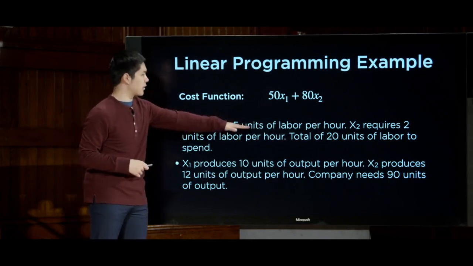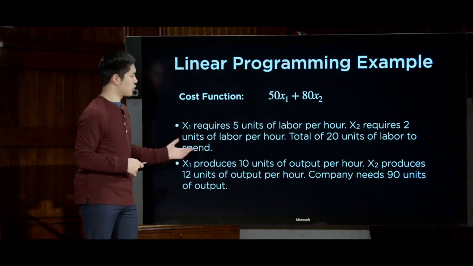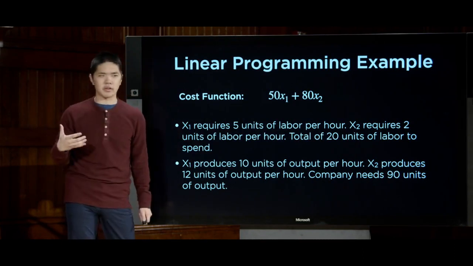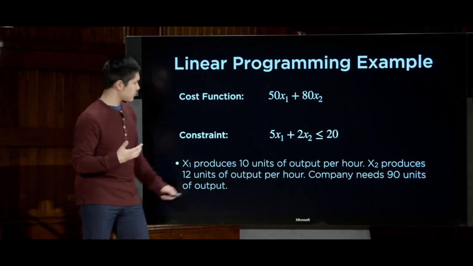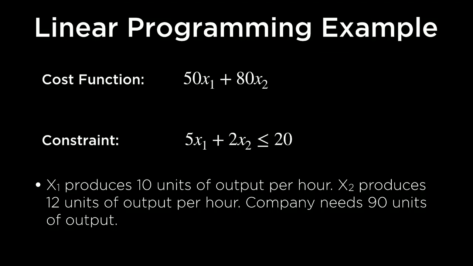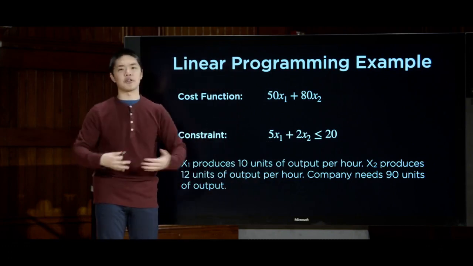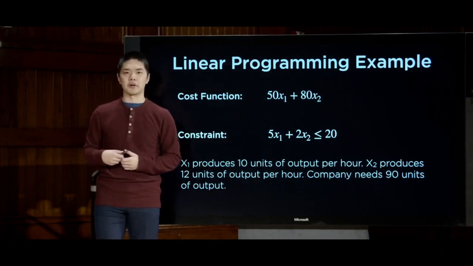x1 requires 5 units of labor per hour, x2 requires 2, and we have a total of 20 units of labor to spend. And so that gives us a constraint of this form. 5 times x1 plus 2 times x2 is less than or equal to 20. 20 is the total number of units of labor we have to spend, and that's spent across x1 and x2, each of which requires a different number of units of labor per hour, for example.